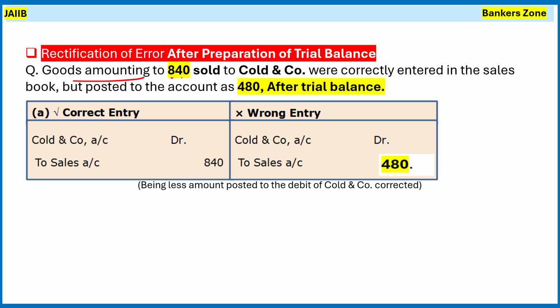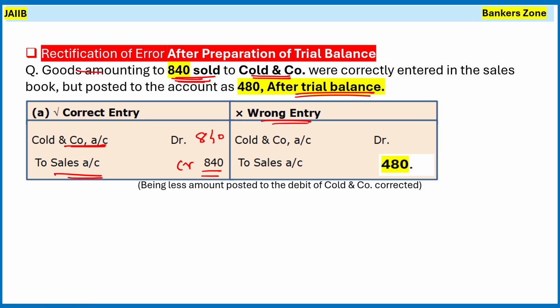Goods amounting to 840 sold to Cold and Company were correctly entered into the sales book but transferred to the account as 480 after the trial balance. So when there is the phrase after the trial balance, we have to use the suspense account. What should ideally be the correct entry? Goods amounting to 840 were sold to Cold and Company, so the sales account must be credited by 840, and the company's account, to whom we are selling, must be debited by 840.